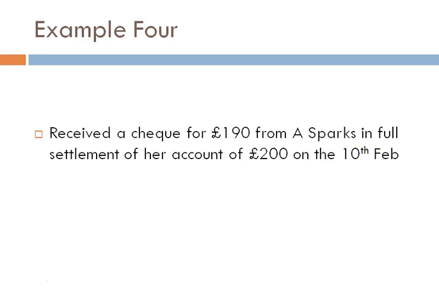And here's another nice example. You receive £190 from A Sparks in full settlement of our account of 200. So what's happening here is you've said to A Sparks, give me £190, forget about the £10. You're taking a hit of £10, and that's an expense, which we refer to as discounts allowed. You've allowed a discount. Always think about it from your point of view as the owner of the accounts. Have you allowed a discount, or have you received a discount? You receive a discount when you are paying.